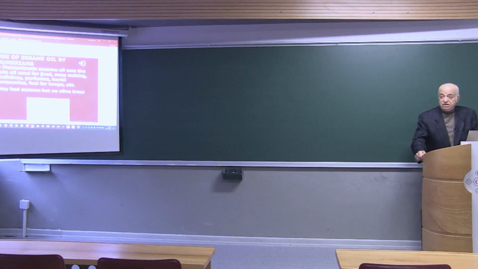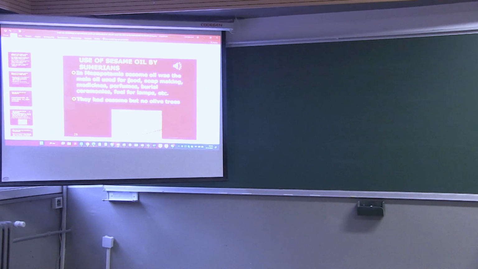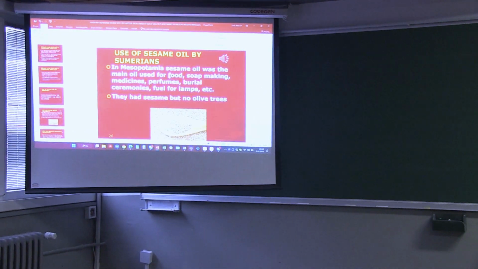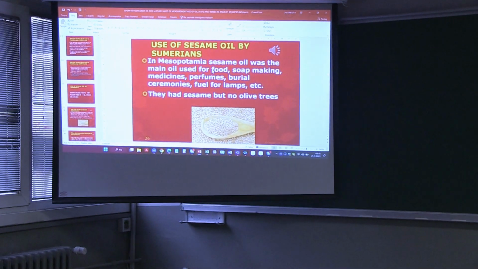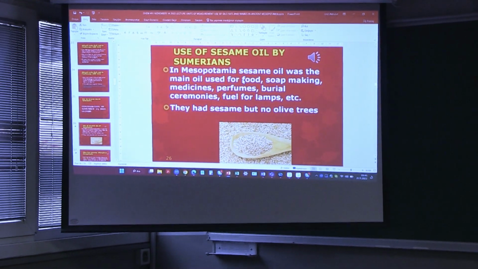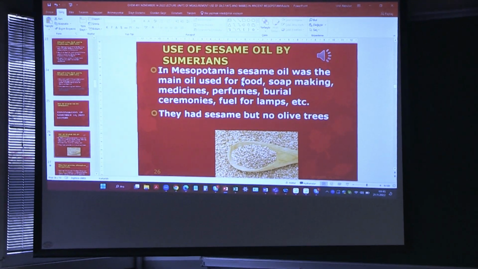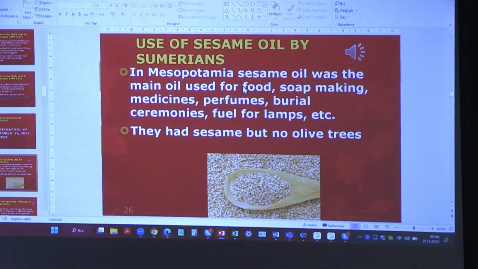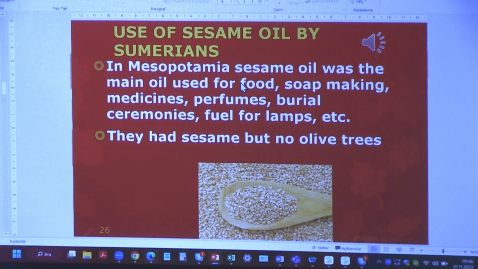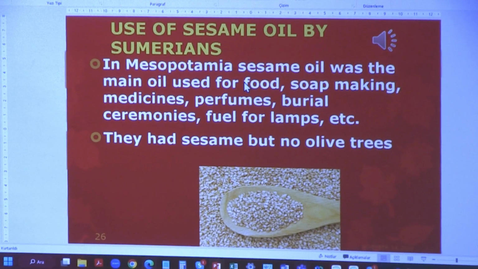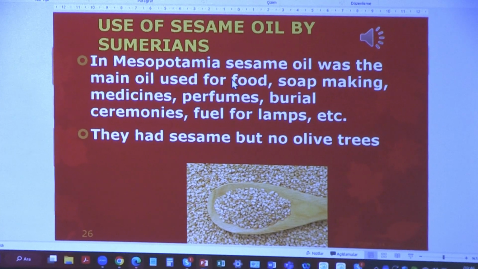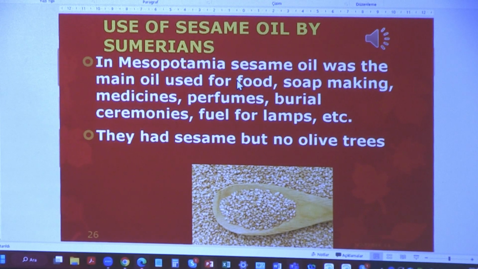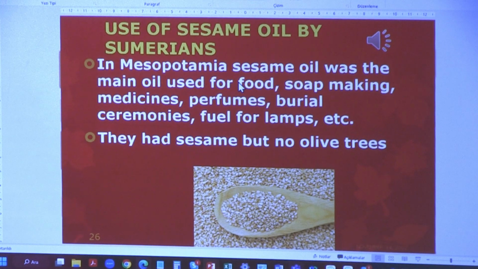Sumerians used sesame oil for various purposes. They used it for food instead of olive oil because they didn't have any olive oil trees. So they were only using sesame oil. And they made, of course, soap. And they also made medicine, perfumes, burial ceremonies. When somebody died, they rubbed the body of the dead person with the sesame oil.